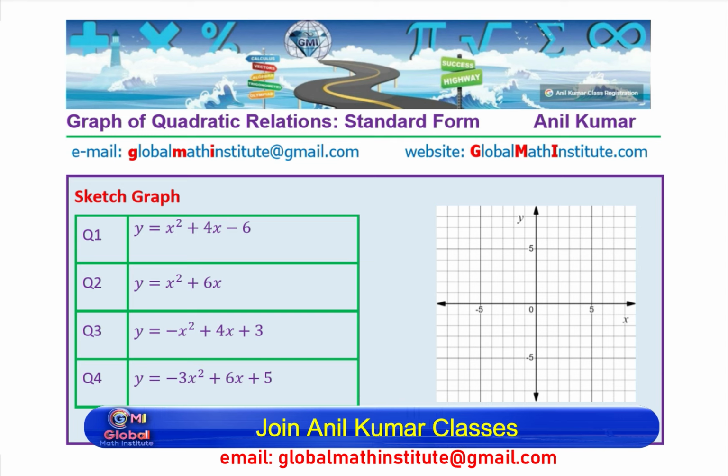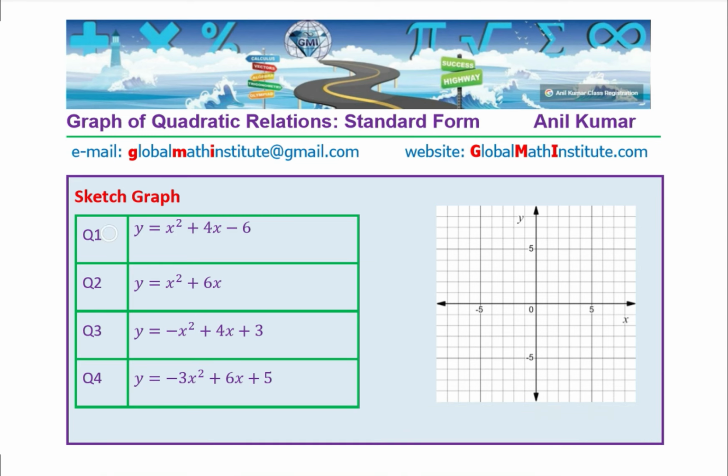without much calculations. So the question for you is to sketch the graph of question 1, y equals x squared plus 4x minus 6; 2, y equals x squared plus 6x; 3, y equals minus x squared plus 4x plus 3; and 4, y equals minus 3x squared plus 6x plus 5. So we have to sketch these graphs one by one. Before getting there, let's try to understand a few basics which will help us to plot the graph.